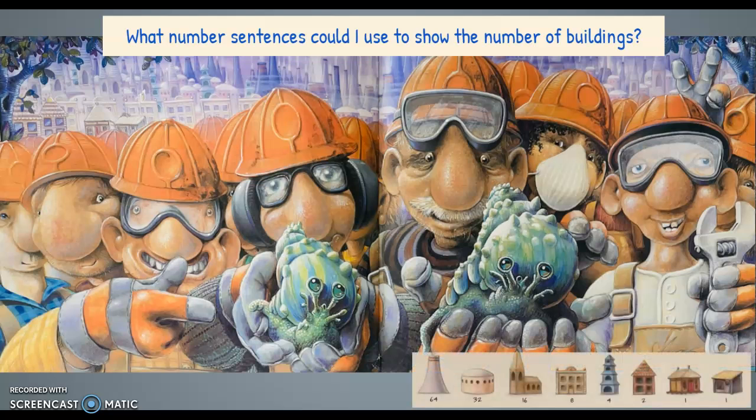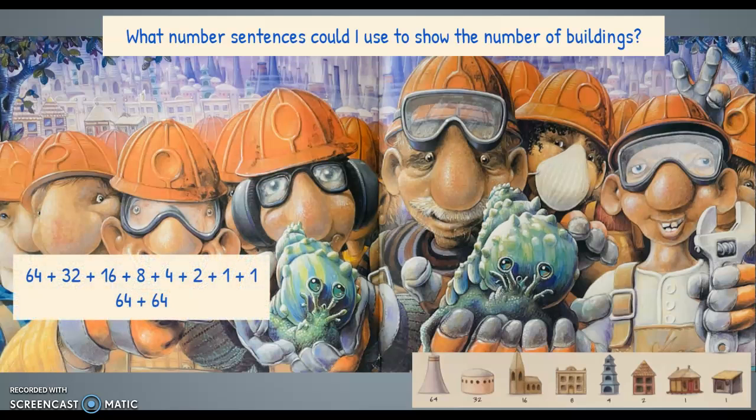There are 1, 2, 3, 4, 5, 6, 7, 8 different buildings. I want us to think about the pattern we're seeing in buildings so far to figure out these 2 sentences.